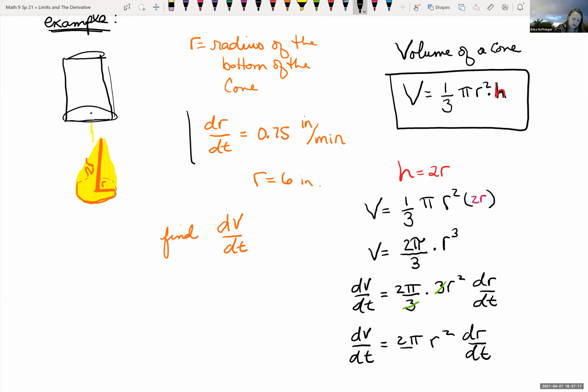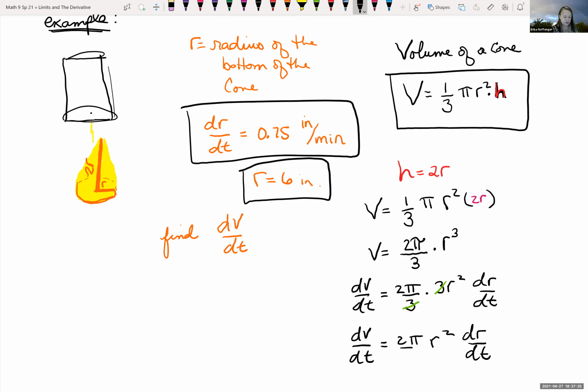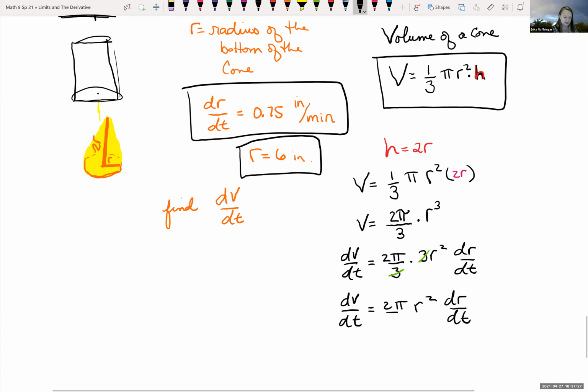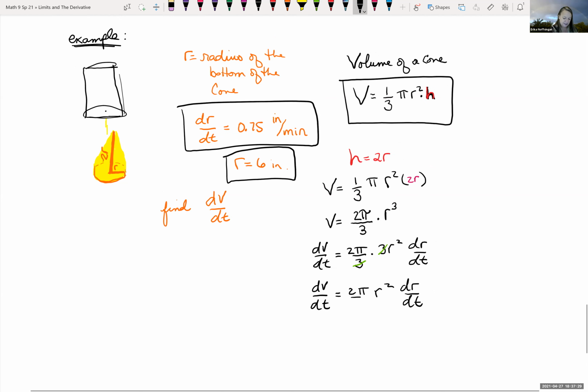But we know what the rate of change is for our radius. And we know that we're looking at this when our radius is 6 inches. So we're just going to go in here and substitute it in. So we have dV/dt is equal to 2 pi times r, which is 6 squared, times dr/dt, which we were given was 0.75.